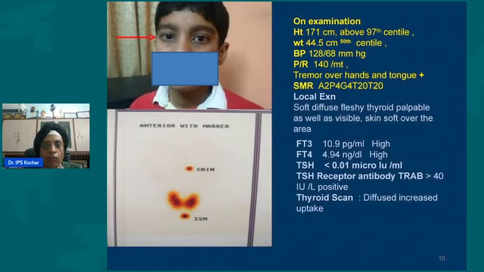Pulse rate is around 140. It's quite high: tachycardia, sinus tachycardia. So therefore the pulse is high. He's having tremor of the hand and tongue. This is the one. We've just closed his mouth so that we can't see him.